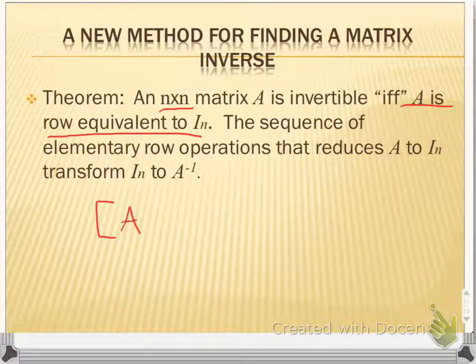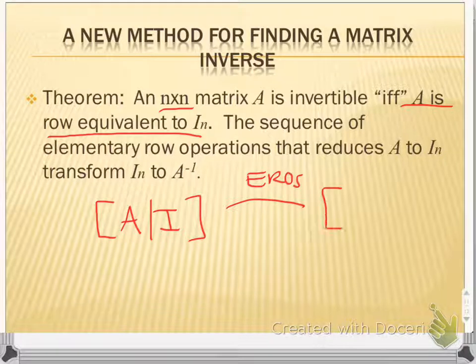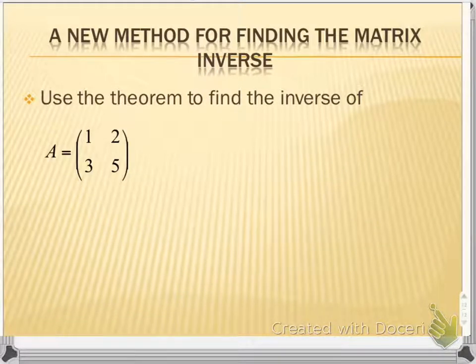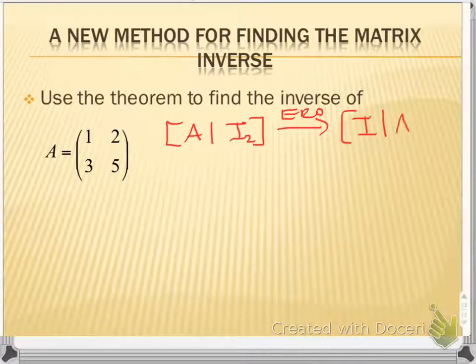Another way we can look at that is to put our matrix A together with its respective identity matrix, and through elementary row operations, transform it into A inverse. If we can do that, then we have an inverse for A. I believe this is the last slide. We're going to use the theorem to find the inverse of 1 3 2 5, which we already know because we found it already. Again, we set up a matrix with A and the identity matrix, in this case I2. Through elementary row operations, we want to create the identity matrix on the left, and then we will have our inverse.